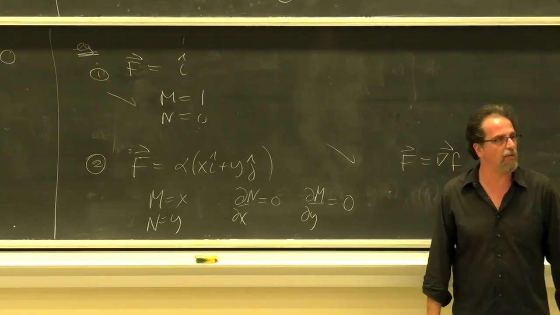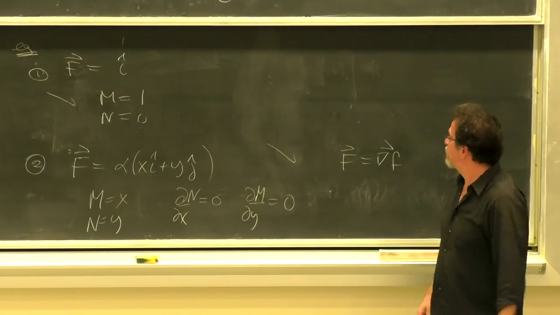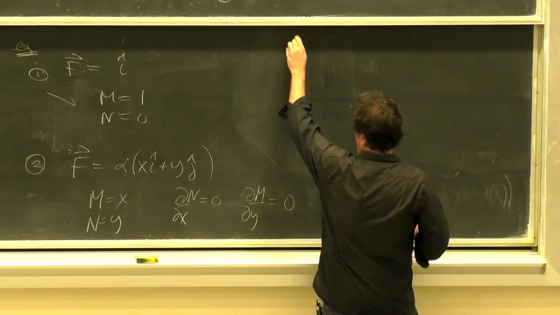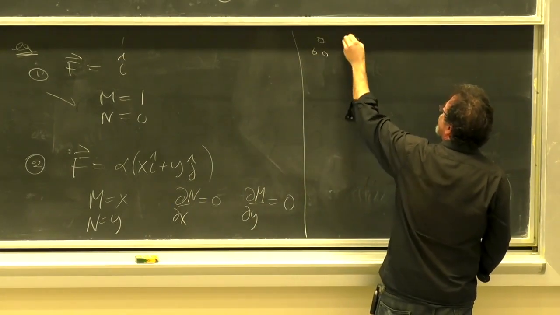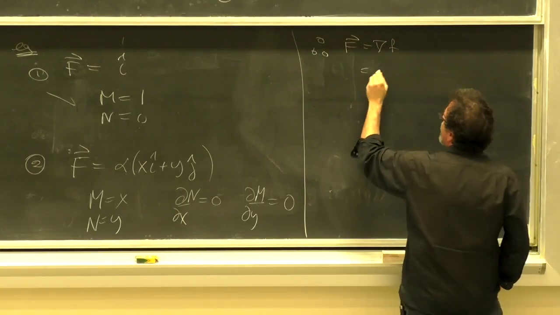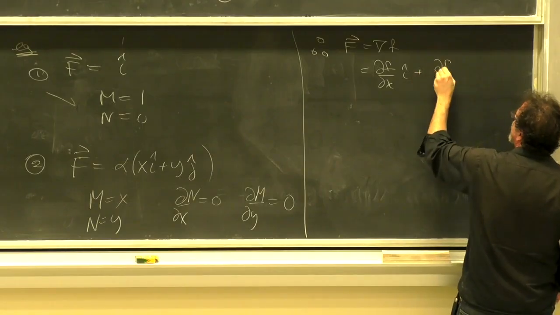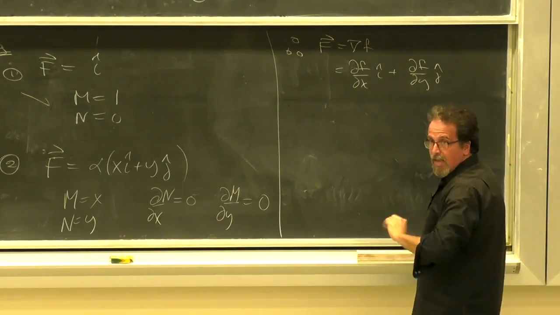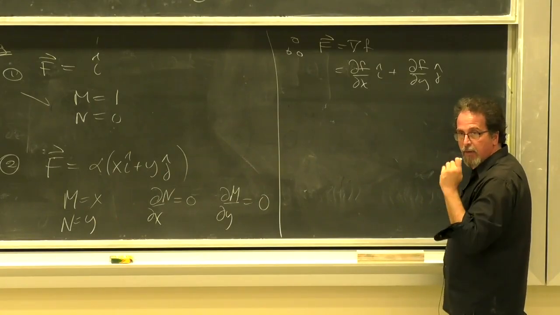F is the gradient of little f. Okay? I'm going to tell you what little f is right now. So I'm going to split the board again. Let me write it here. Therefore, capital F is the gradient of little f. What's little f? Well, remember, this is going to be d little f dx i hat plus d little f dy j hat. So let me actually go ahead and compute d little f dx, okay? And how am I going to do it?